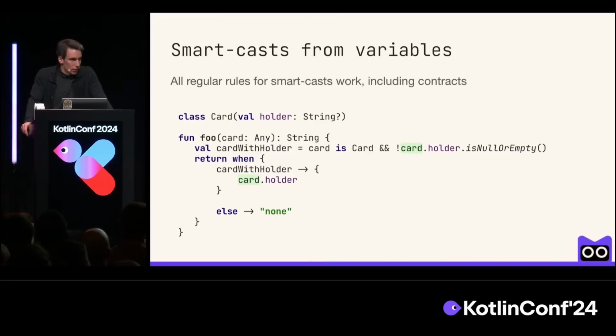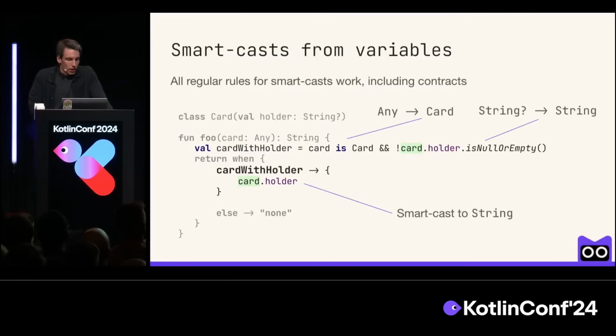And speaking about composability, the feature works with all regular smart casts, including contracts. In the example, we have a class Card with a property holder of a nullable string type. Our variable cardWithHolder can produce two smart casts. The first one is from the type check, and the second one is from the function isNullOrEmpty. They will both be applied in the appropriate blocks of code, resulting in smart casts.